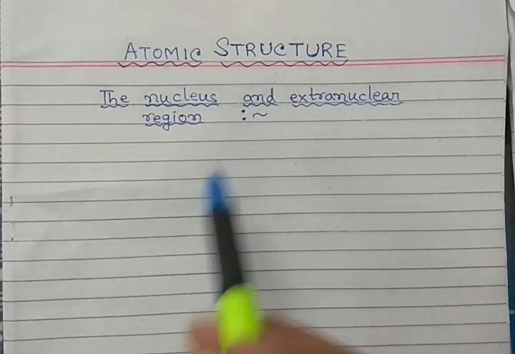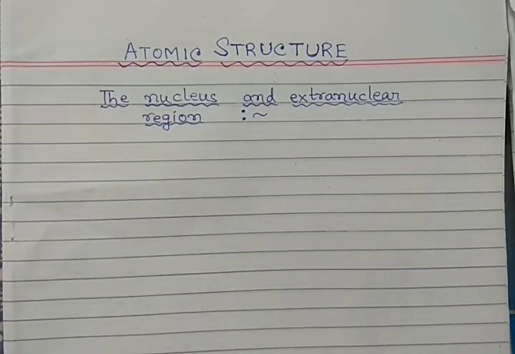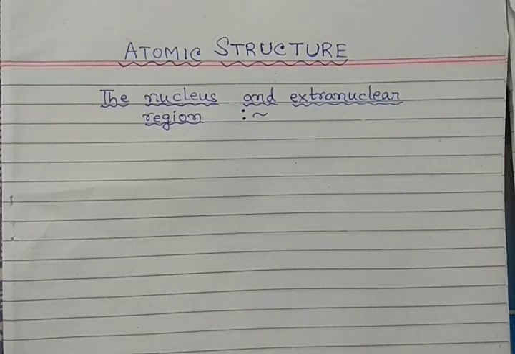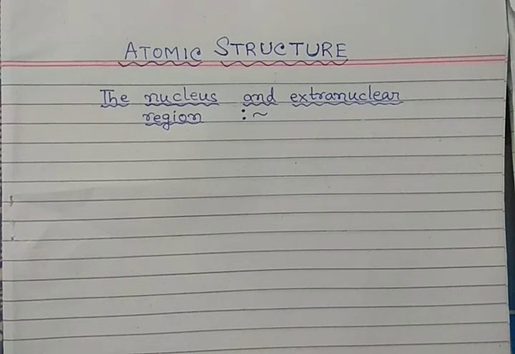Today we start the second part of atomic structure. So we start with nucleus and extranuclear region. In the last video we found that according to Rutherford's nuclear model of atom and Bohr's model of atom, the total mass of an atom is centrally located. In which region? In the nucleus.